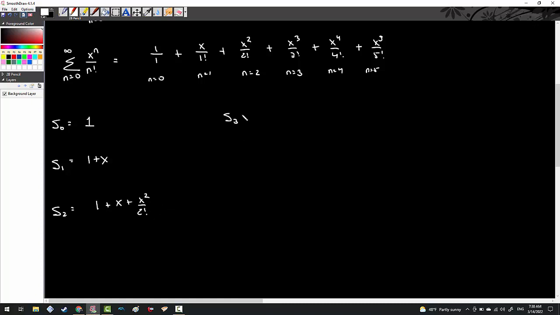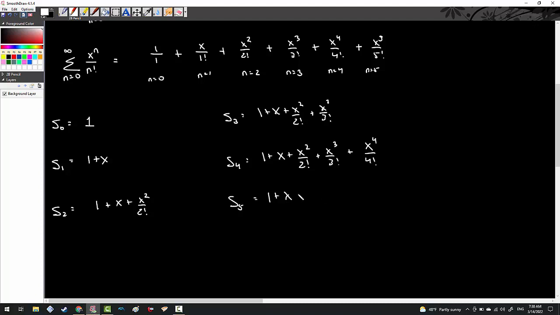I'll move it over to here. S sub 3 is going to be 1 plus x plus x squared over 2 factorial plus x cubed over 3 factorial. S sub 4 is going to be the same line as above, right? Except adding on that next piece here. So 1 plus x, oops, sorry, I forgot about that guy, plus x squared over 2 factorial, plus x cubed over 3 factorial, plus x to the 4th over 4 factorial, plus x to the 5th over 5 factorial.